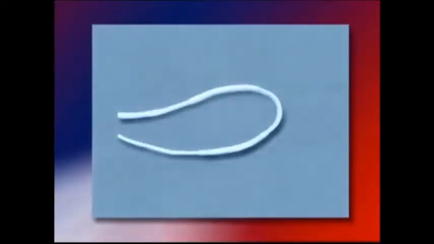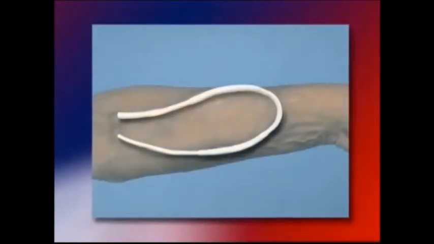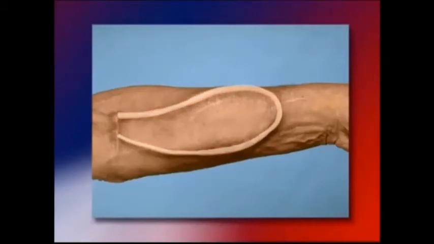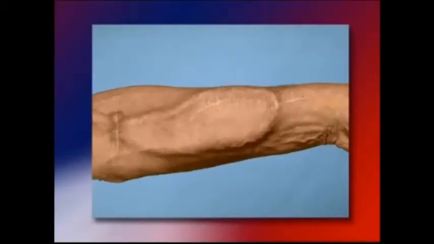Another type of access for haemodialysis is a graft, which is a small tube, about 1 centimetre wide. Grafts are used for people with weak veins, which aren't strong enough for a fistula to be created.